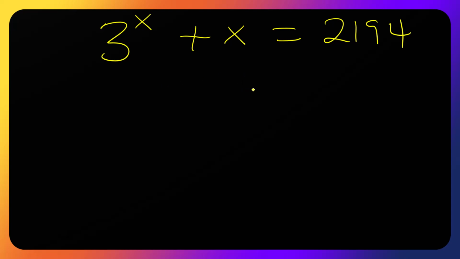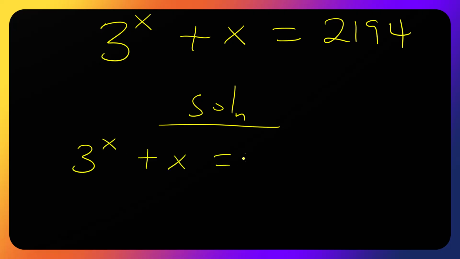Now let's solve this challenging question. We are given 3 to the power x plus x equals 2194. Okay, solution. So we have 3 to the power x plus x equals 2194.